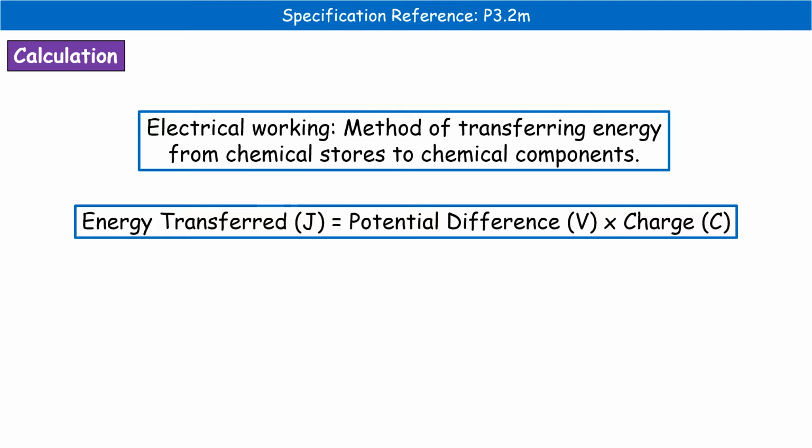So if we've got a situation where we've got a current, a time, and a potential difference given to us in the question, and they're asking you to calculate the energy transferred, you can't jump straight to that. You've got to work out the charge first of all, then you can multiply that by your potential difference to get your energy transferred.